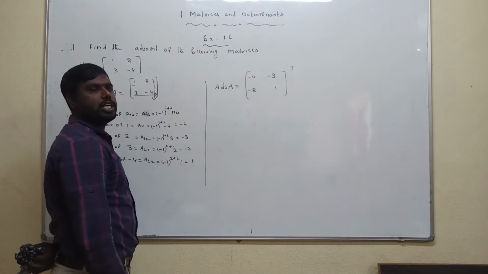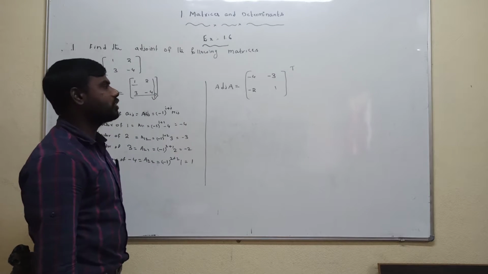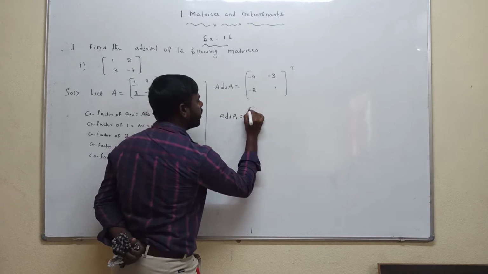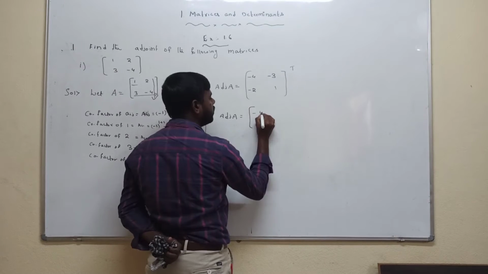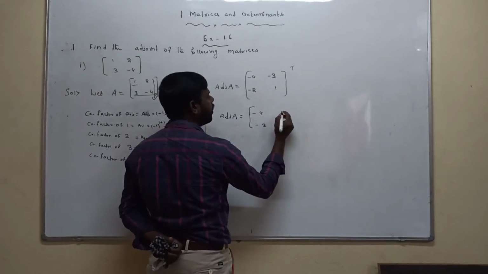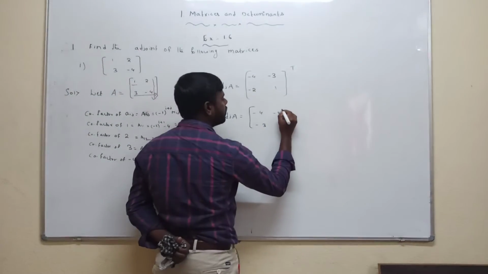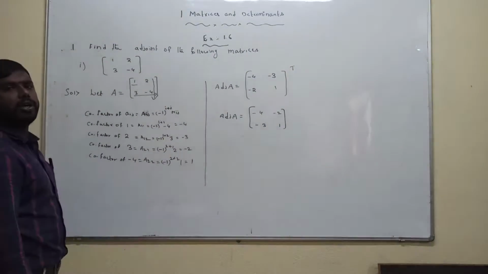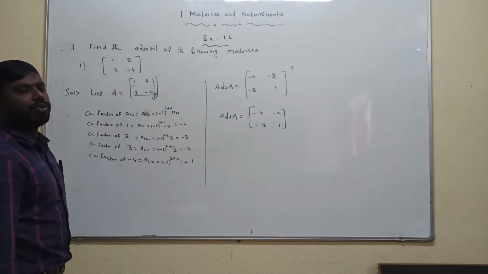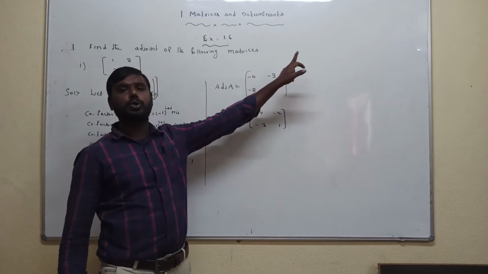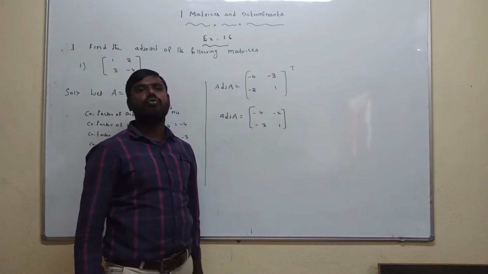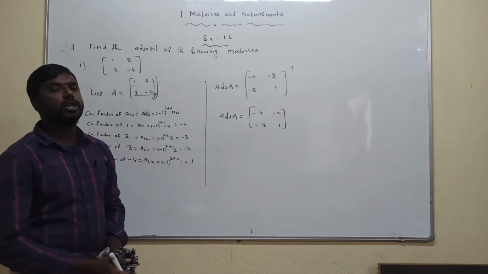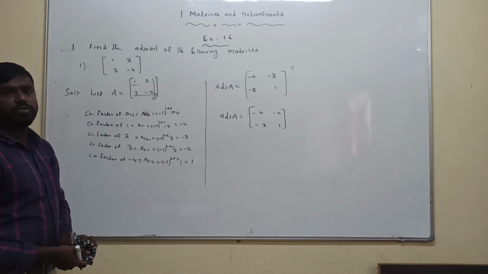So the transpose of the matrix is nothing but interchanging rows and columns. First row interchanges with first column, second row interchanges with second column. This is the solution here, friends. First we need to calculate every element of the cofactor. After that, substitute: adjoint of A is equal to the transpose of the cofactor elements. This is the solution for this question here, friends.